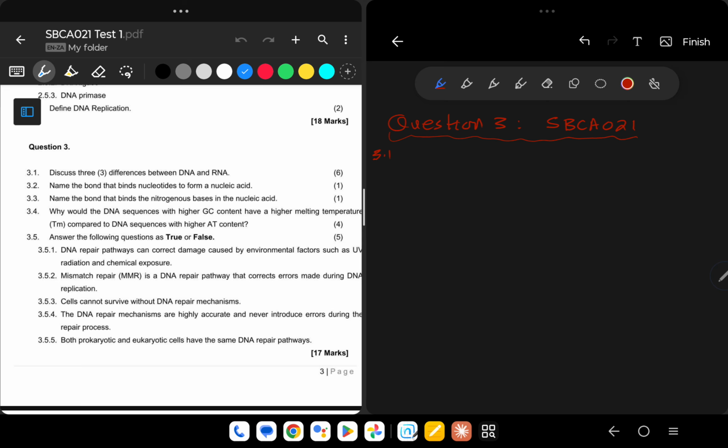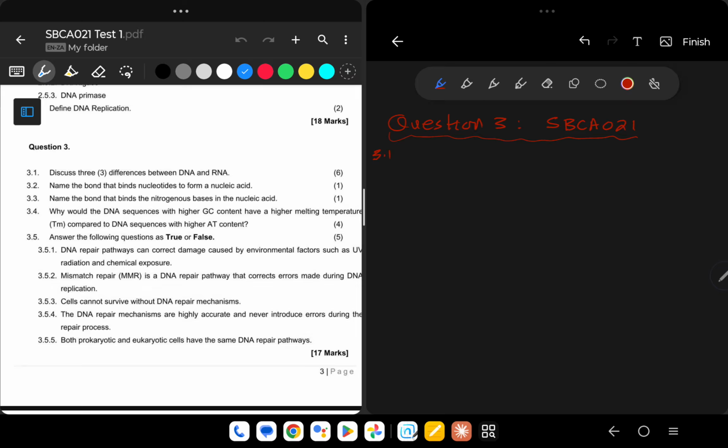So let's look into part one of SBCA021, which is basically biochemistry. It speaks a lot about the central dogma. We have our first question here. 3.1 says: discuss the three differences between DNA and RNA. This is one of the questions that they are likely to ask.